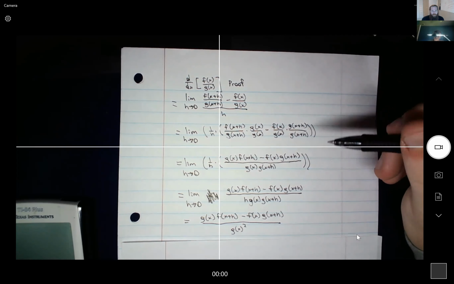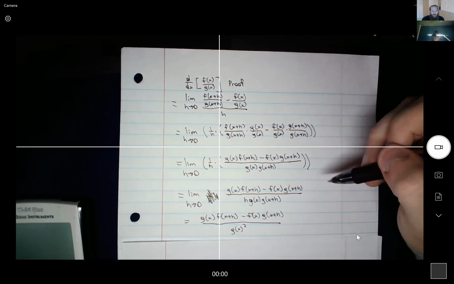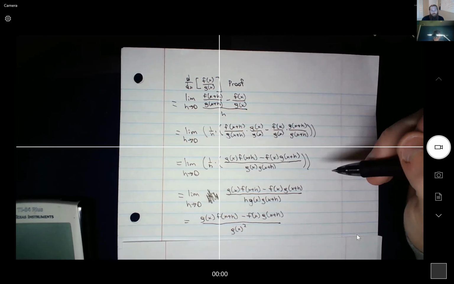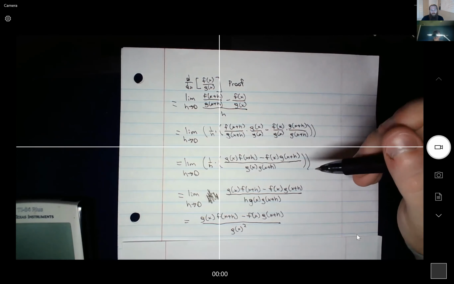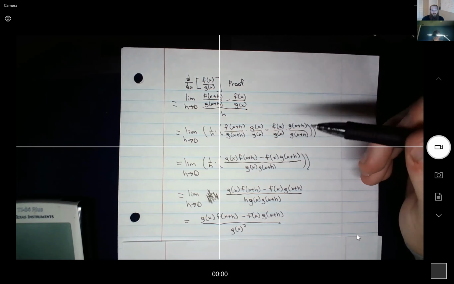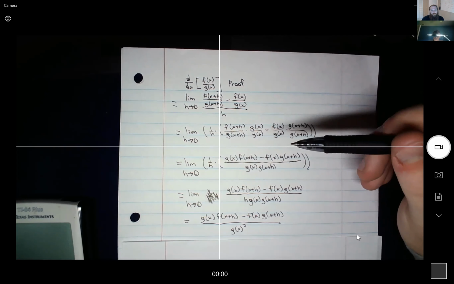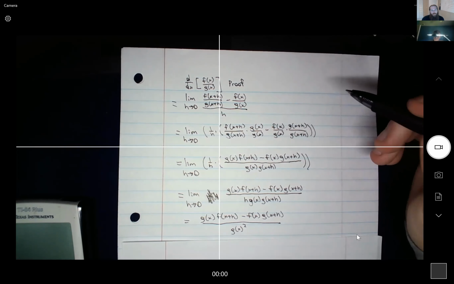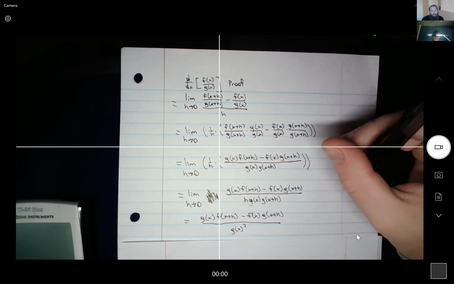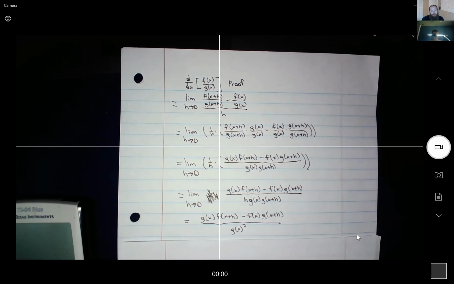Upstairs, the g of x times f of x plus h, if we were to subtract from that g of x times f of x, then we could factor out the g of x and have f of x plus h minus f of x. Those things together with the h downstairs will become f prime. And similarly, at the other term, if we were to add f of x times g of x, you could factor out the f of x and you would have g of x minus g of x plus h. And that together with the h downstairs would give you f times g prime.